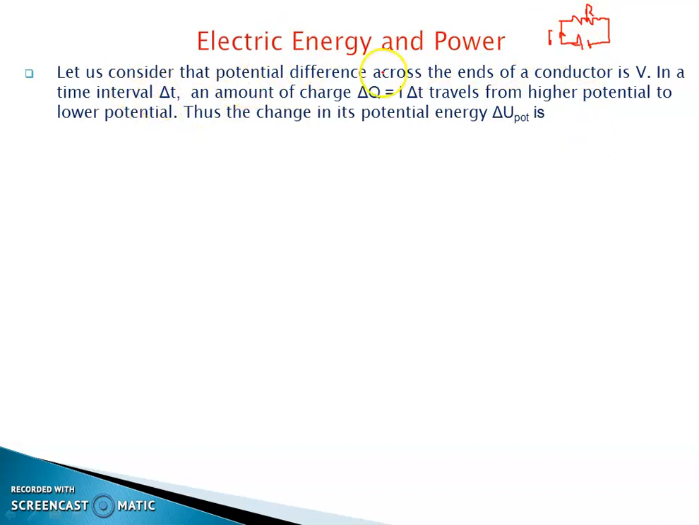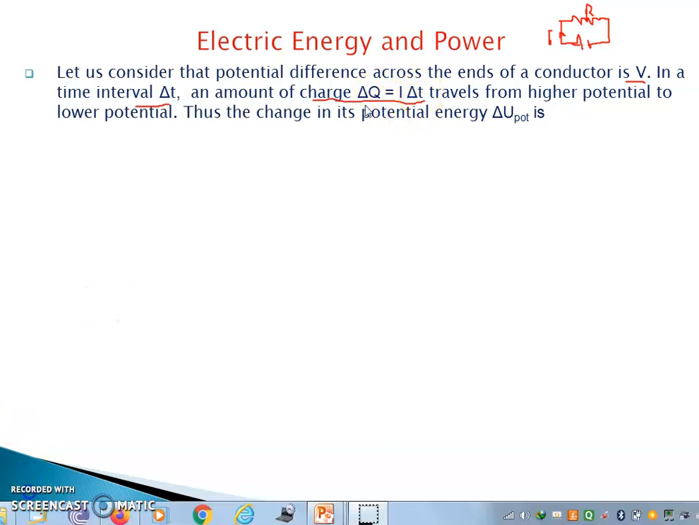Let us consider the potential difference across the ends of the conductor. Suppose this is a conductor, so the potential difference is V across this resistance. In a short time interval delta t, the amount of charge will be I into delta t. Delta Q equals I into delta t. This formula comes from the definition of current, right?